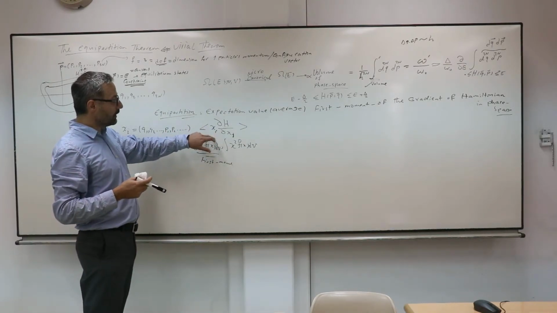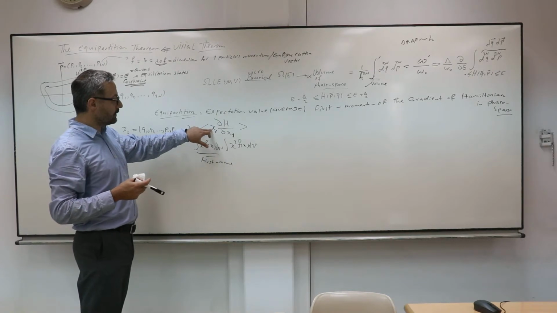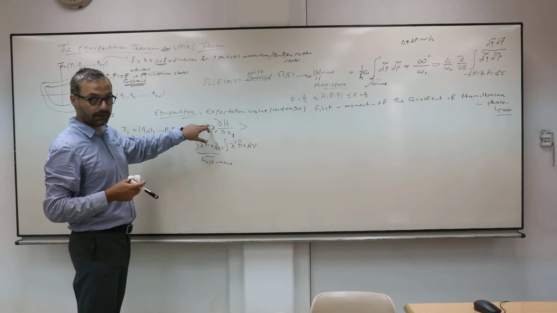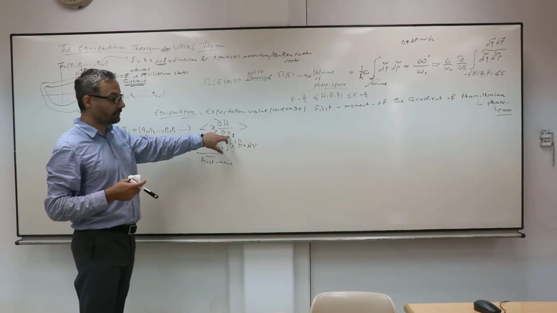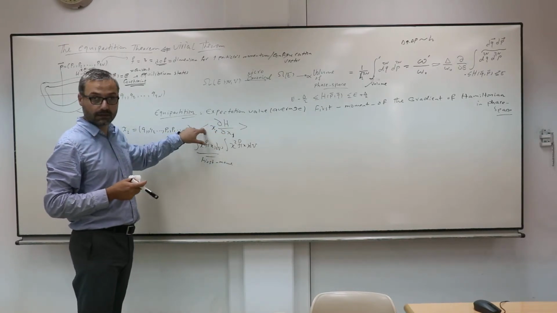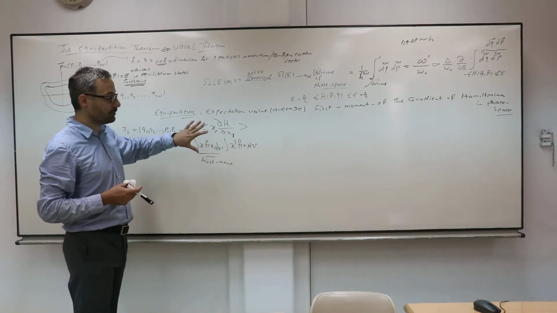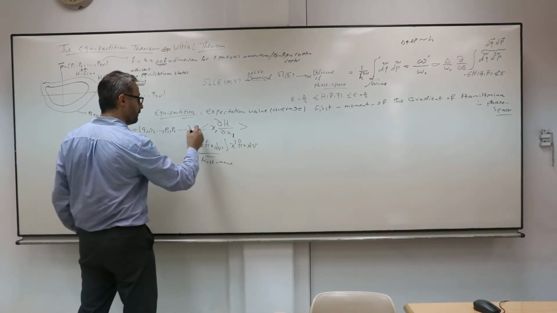I want to mention here that it doesn't mean that these two coordinates are the same. For example, if this is a momentum, the other can be a coordinate q. If this is a q, it can be p. So it can also be p, p, or q, q. So this is general.